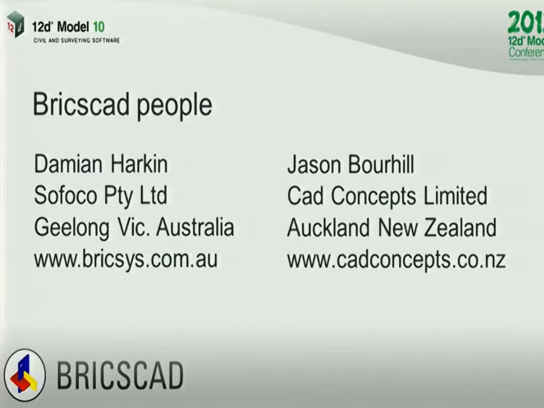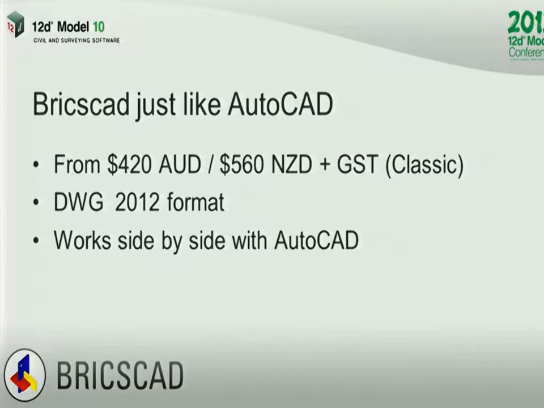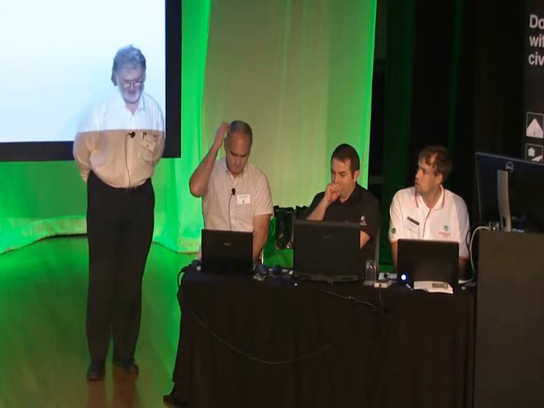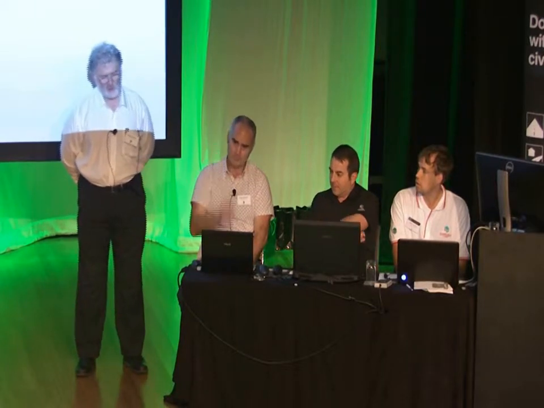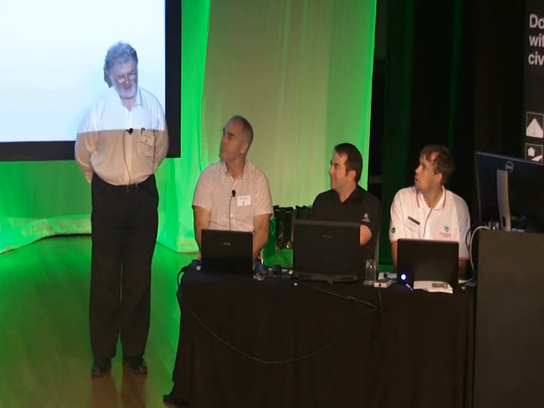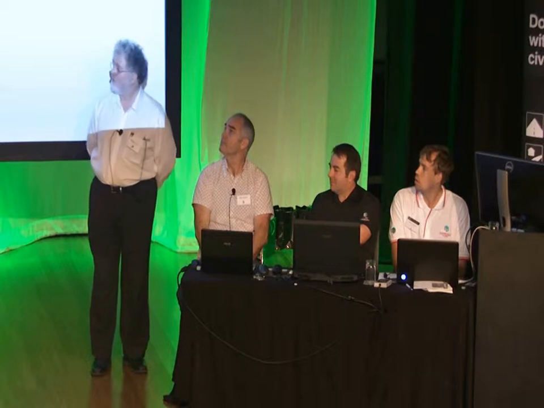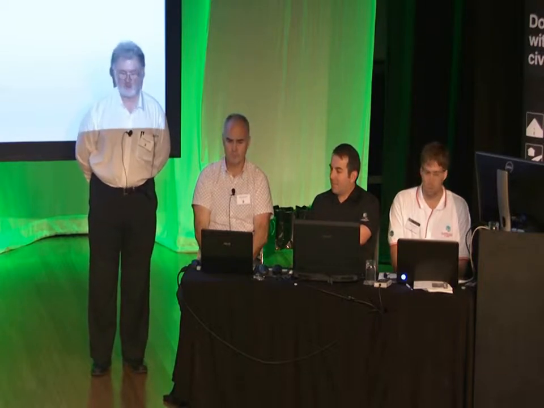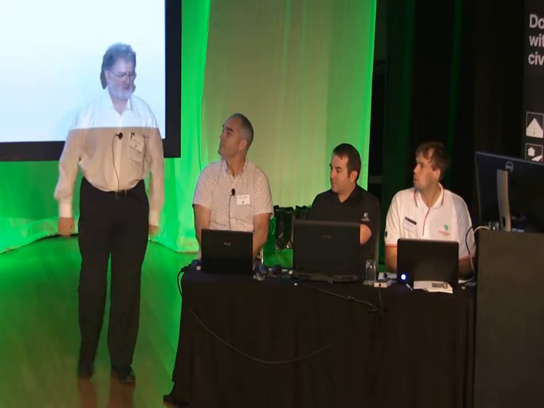Okay, so it's been 2 years since I've come and talked to you, and there's probably another 50 man-years of work has gone into BricsCAD. So a lot of new stuff going in. What is BricsCAD? It's just like AutoCAD. It's getting more and more like AutoCAD. It's $420. You can use it side by side in the office with AutoCAD, so we're not saying replace AutoCAD, but it's something where more people can have access to a CAD system.